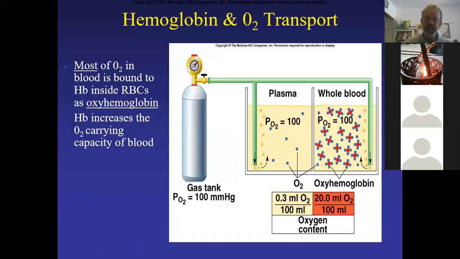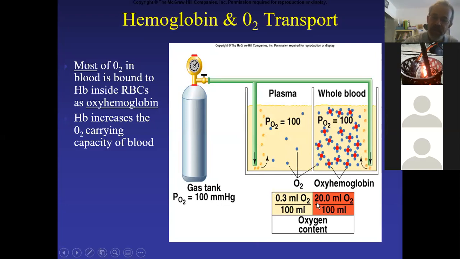All right. So oxygen, of course, as you know, is roughly at 100 millimeters of mercury in the blood. Now, of all that oxygen, really most of it, 99% of it, when it's in the blood, it's not just floating around in the plasma. It's found in the red blood cells binding to the hemoglobin. This diagram illustrates why hemoglobin is essential. If we didn't have hemoglobin, for example, we could not transport nearly the amount of oxygen.